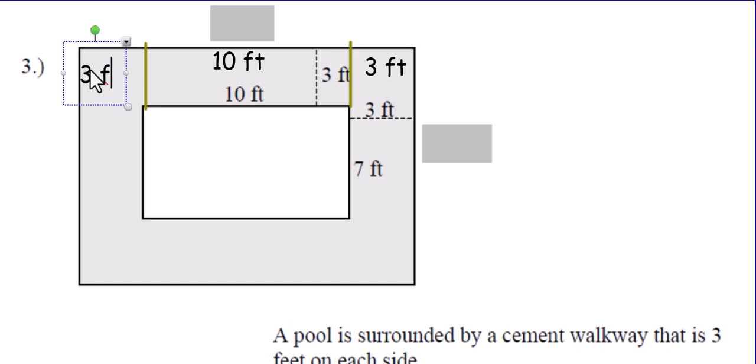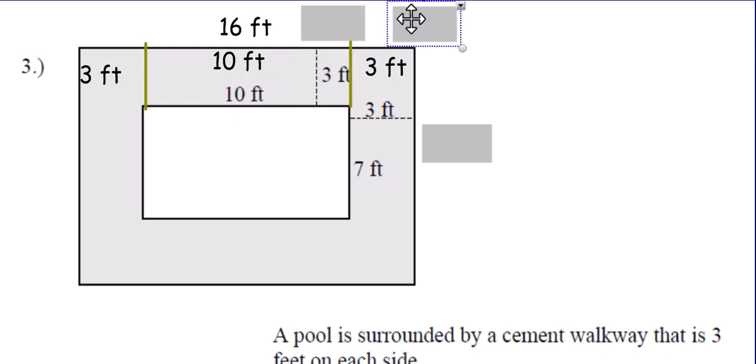So if I want to find the total length of the larger rectangle, I need to take 10 plus 3 plus 3, which is going to get us 16 feet. And again, you may want to put someplace where you get those from. So maybe writing 10 plus 3 plus 3.